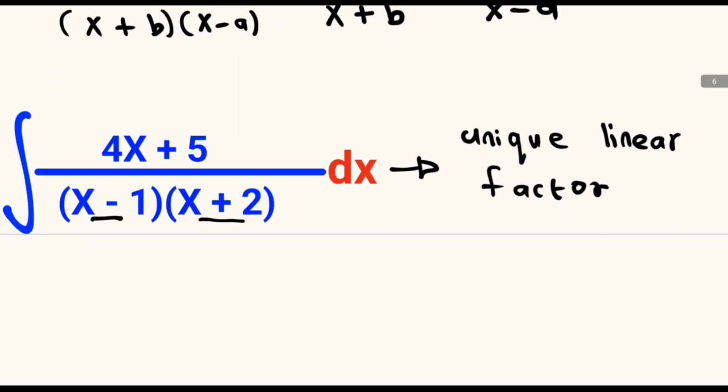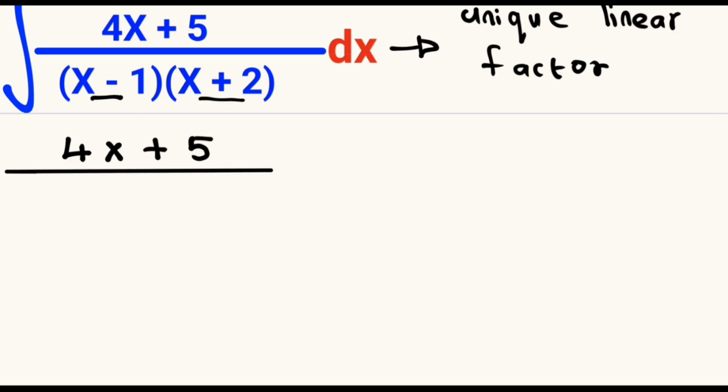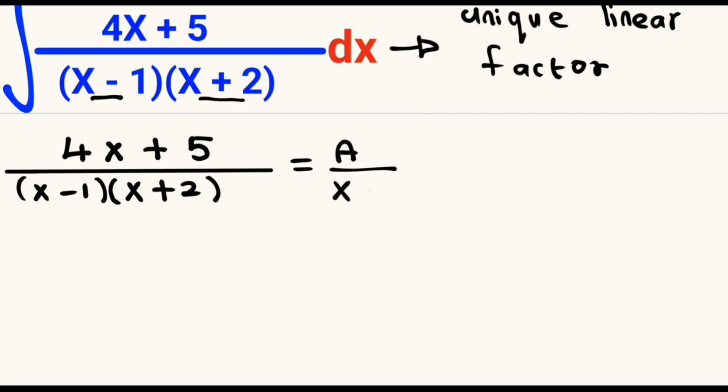So in our case, we have 4x plus 5 divided by x minus 1 multiplied by x plus 2. Then the decomposition will be equal to a divided by x minus 1 plus b divided by x plus 2. And we have to solve for the numerical values of a and b.